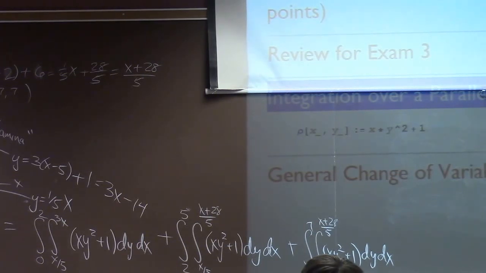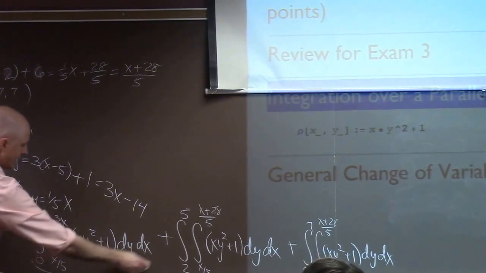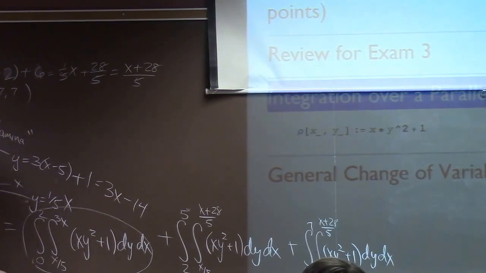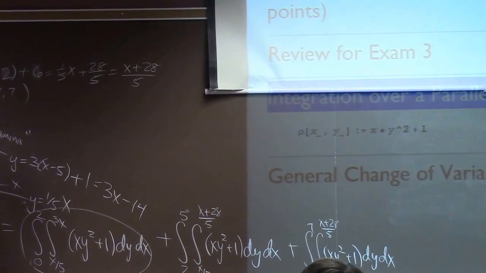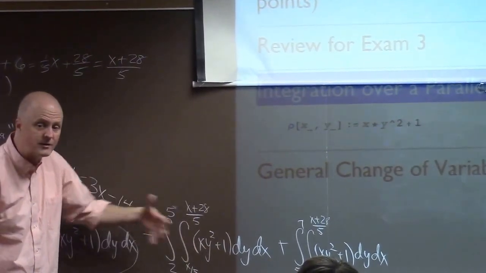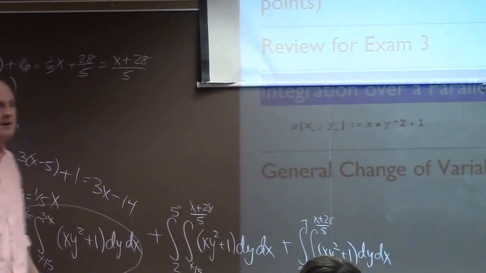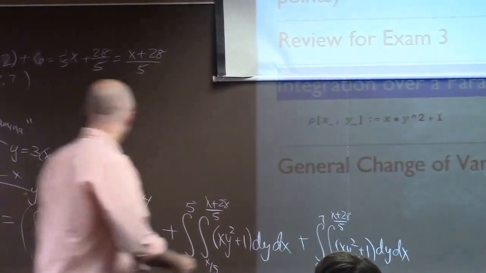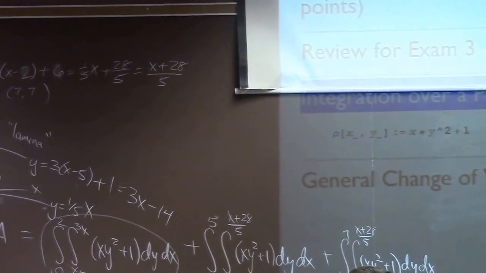I'm not going to take the time to do all three integrals. I think I'll take the time to do the inner integral of this one by hand. We'll see that's the easiest one to do. The x plus 28 over 5, and the fact that you're going to get a y cubed when you do the inner integral is going to make these two take more time than it's worth. But let's look at that first integral.